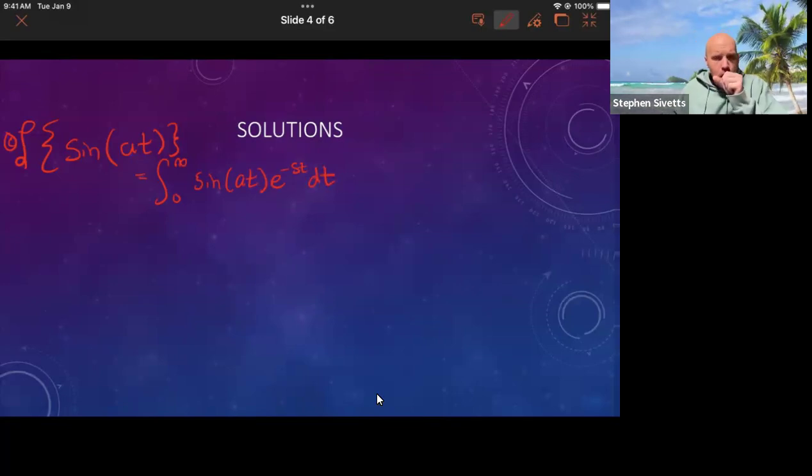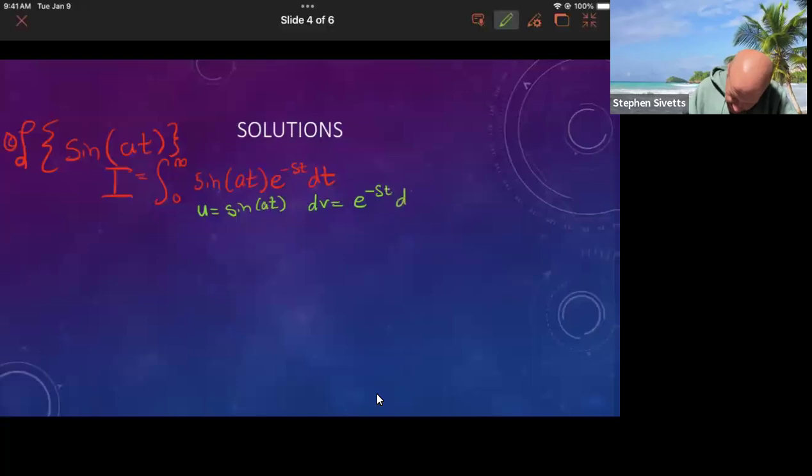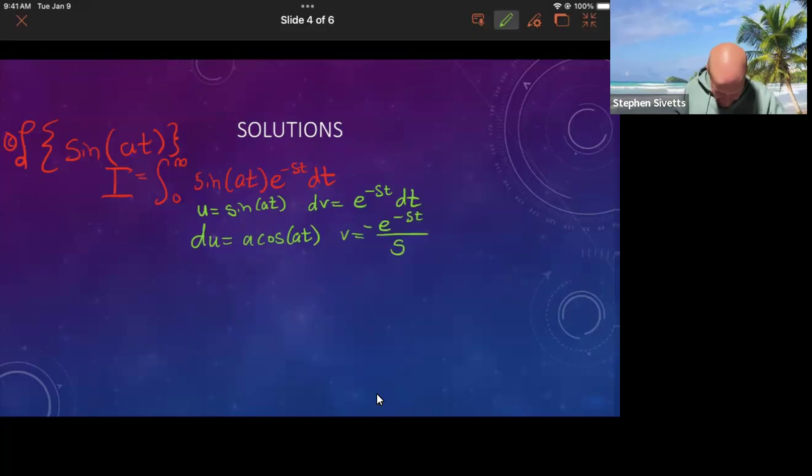So I'm going to call this I. And from here, we're going to do integration by parts. So u would equal, I'll say, sine of at, and then dv is equal to e to the negative st dt. And then du is equal to a cosine of at, and v is equal to e to the minus st over s, with the negative sign.